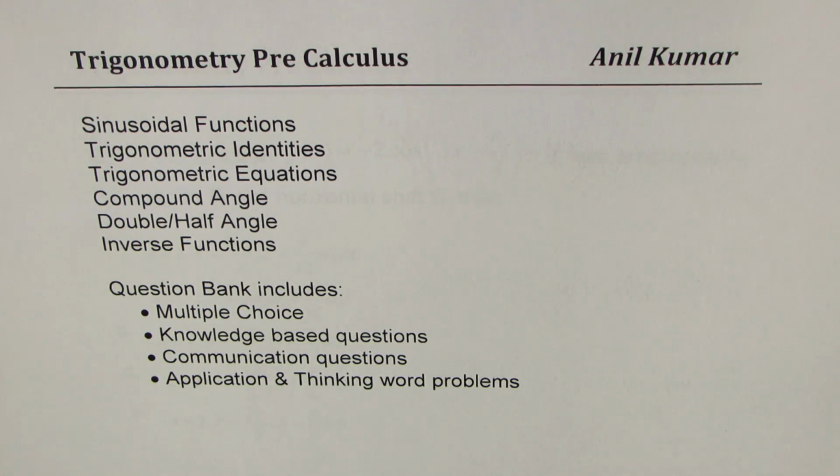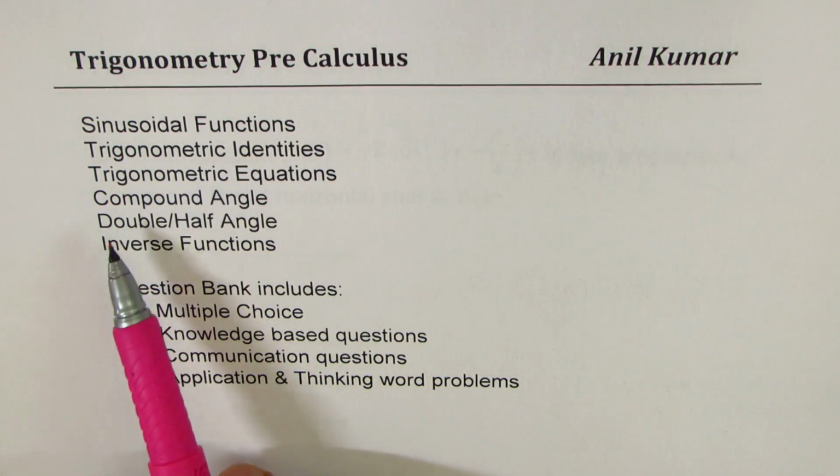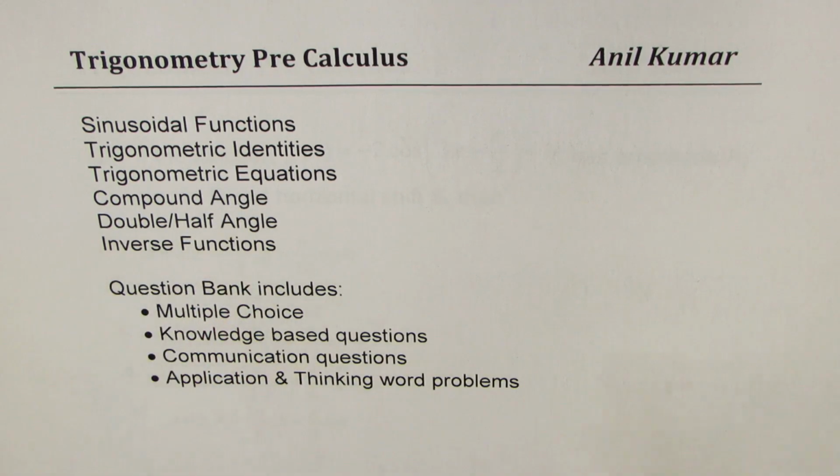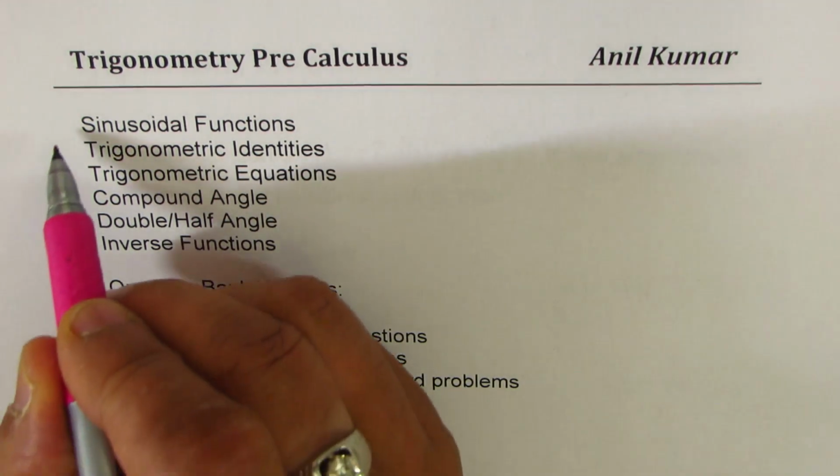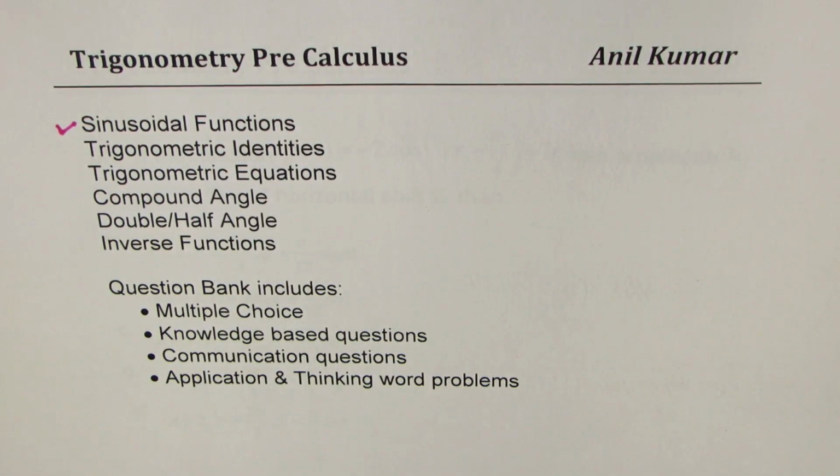Now I'm slightly changing my method. I'm introducing a new series where we'll talk about many things at one time. This series on trigonometry is pre-calculus at some places, and in some places it is grade 11 and 12 curriculum. We will discuss sinusoidal functions, trigonometric identities, trigonometric equations, dealing with compound angle, double angle, half angle and inverse functions. So what I've done here is that I've included a question bank. In the question bank we'll have multiple choice questions, knowledge based questions, communication questions and application and thinking questions. Now in this video we'll begin with sinusoidal functions and we'll take 10 multiple choice questions, right?